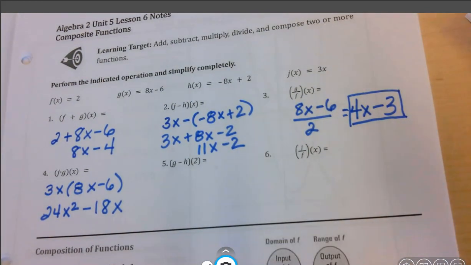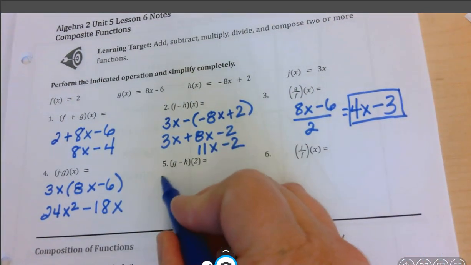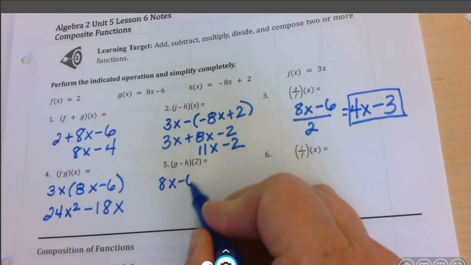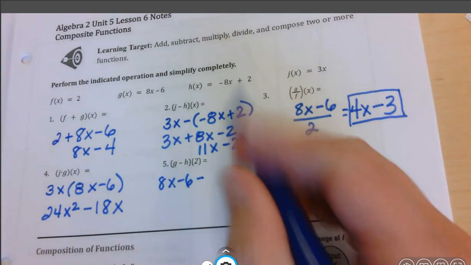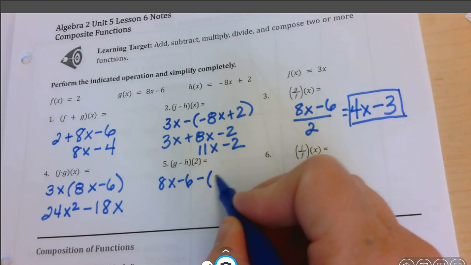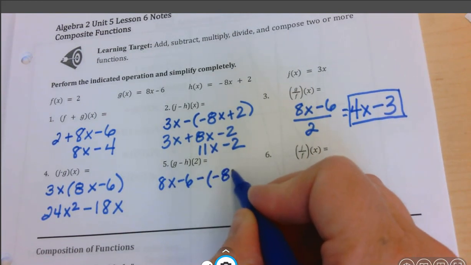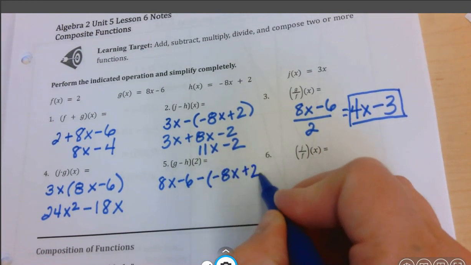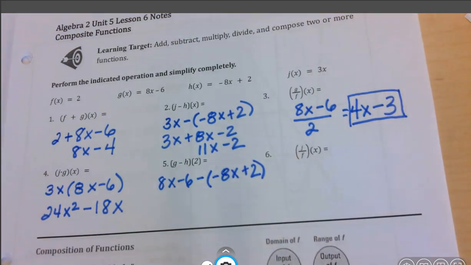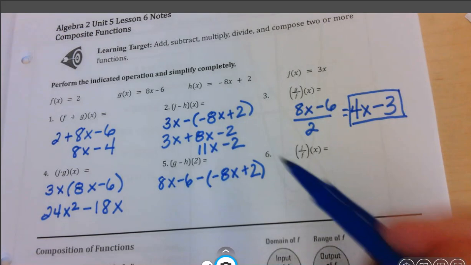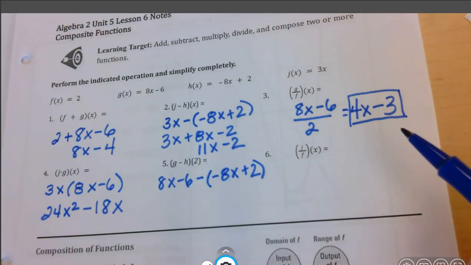G minus h. So g is 8x minus 6 minus, and then the h, oh, we already did a minus h. That's interesting. It's going to look the same, right? Oh, it says of 2. Oh, okay. So we can simplify it first, or we can put the 2 in first. That's really up to you.